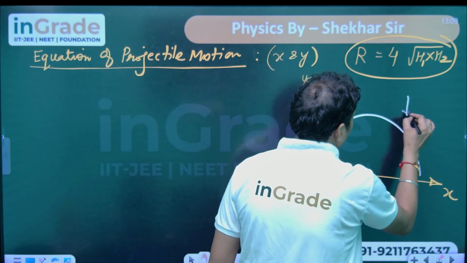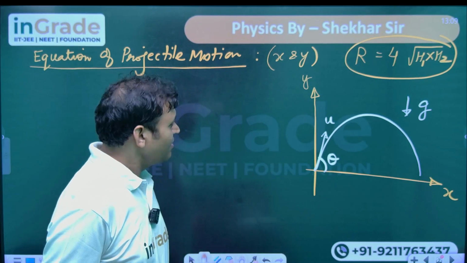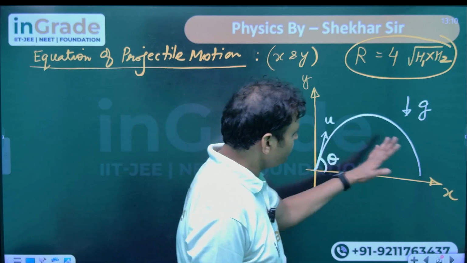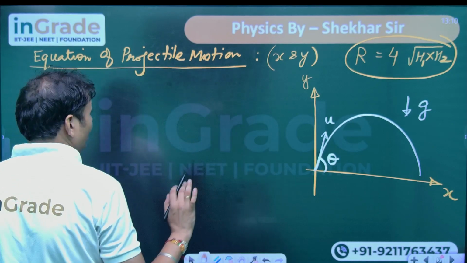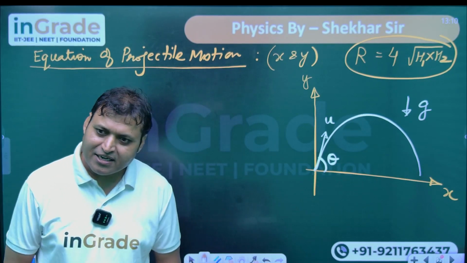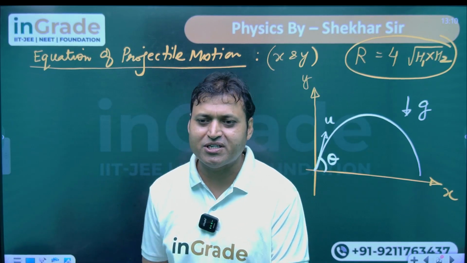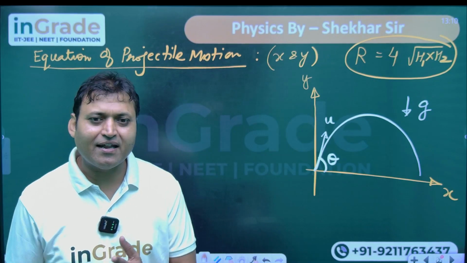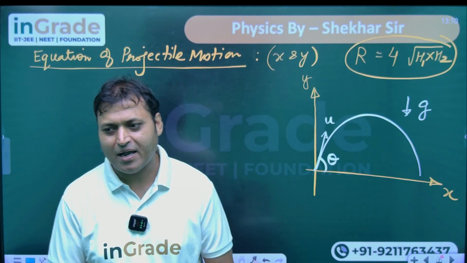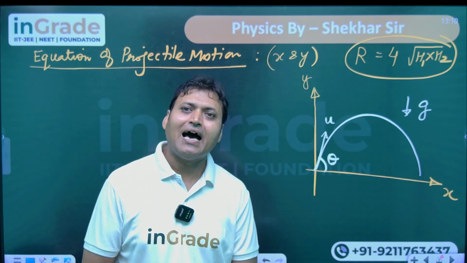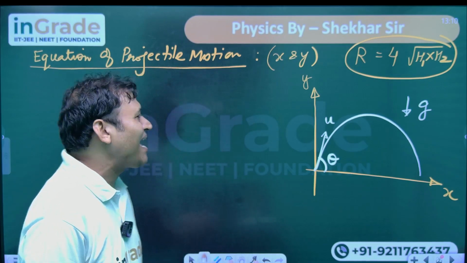The motion of the particle is completely under the effect of Earth's gravity, a conservative force. That is why the motion of the particle is curvilinear. Now, in the horizontal direction, there is no acceleration. It is uniform motion, so the distance traveled along the horizontal direction is velocity into time. And in the vertical direction, the acceleration is constant, so all the equations of motion are applicable. The motion along the y direction will be uniformly accelerated motion.